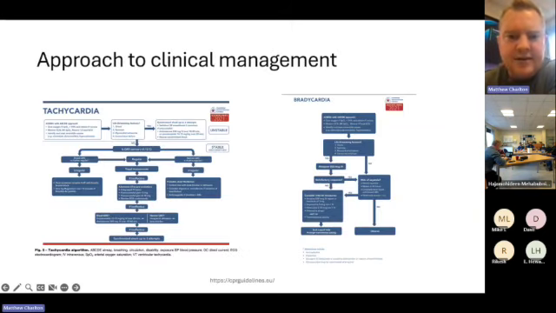And these are the European Resus guidelines, but they're exactly the same as the UK ones from ALS. And obviously we all do that, so we all know how to manage these tachy and bradyarrhythmias in the initial period.